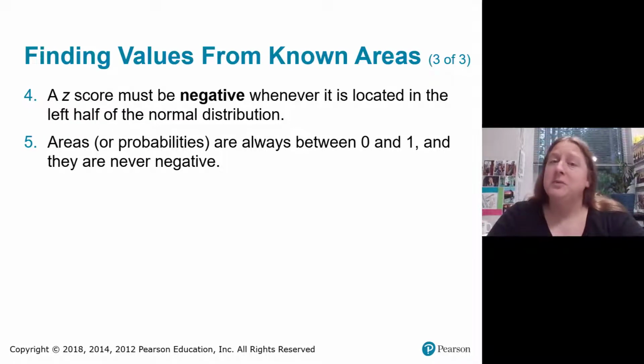And a couple of other tips, ways to know if you've made a mistake along the way. So a z-score must be negative when it's located in the left half of the normal distribution. So if you end up with a z-score that's in the left half and it's not negative, something went wrong somewhere. And also areas underneath of that graph, which correspond to probabilities, they have to be between 0 and 1, and they should never be negative. So another troubleshooting tip, or at least way to know that trouble is in the air.